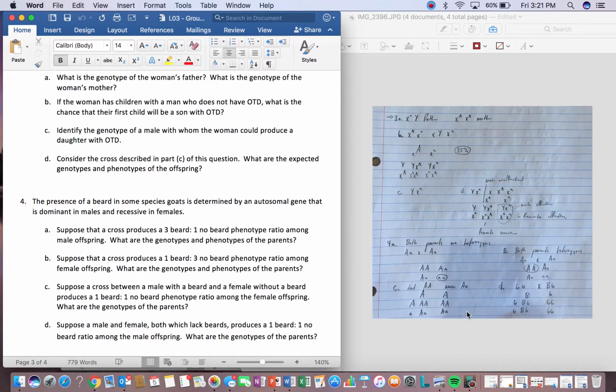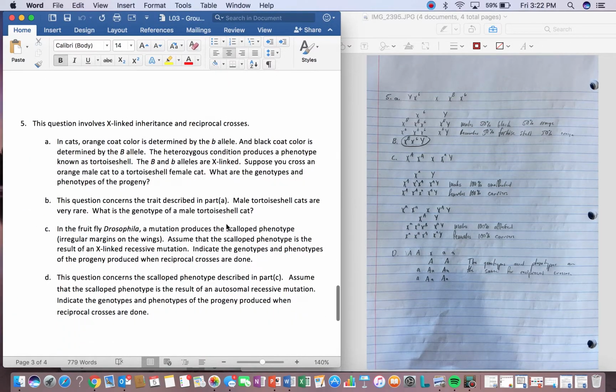With part D, it says, suppose a male and female, both of which lack beards, produce one beard and one no beard ratio among the males and females. What are the genotypes? Amongst the males, what are the genotypes of the parents? If we look at this, we need to have 50% with beards and no beards, so we need to have a homozygous recessive and at least a heterozygous. And so we can conclude that we need a homozygous recessive male, non-beard, as well as a heterozygous non-beard female in order to make this cross.